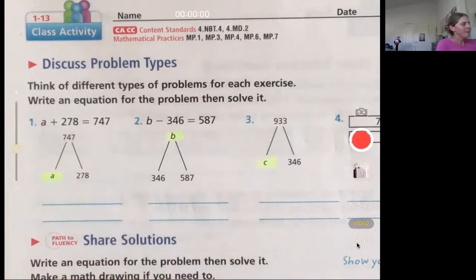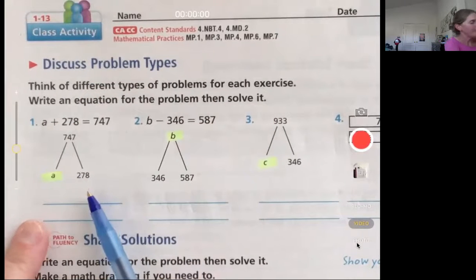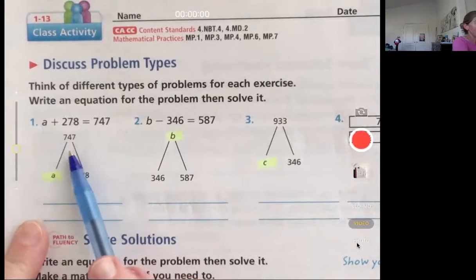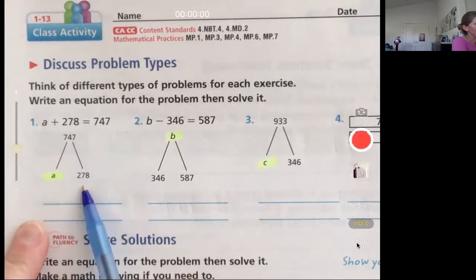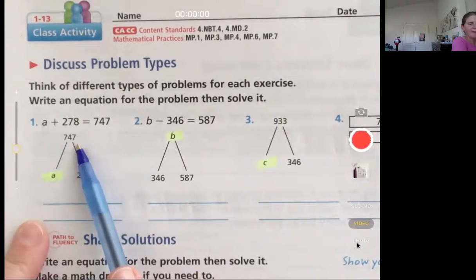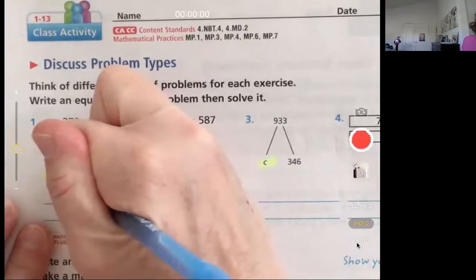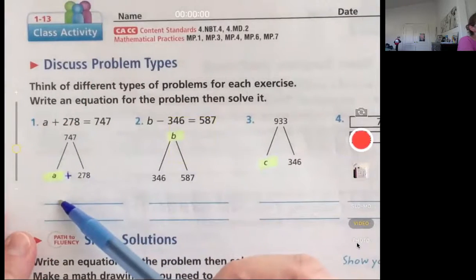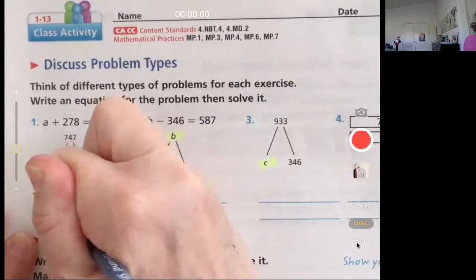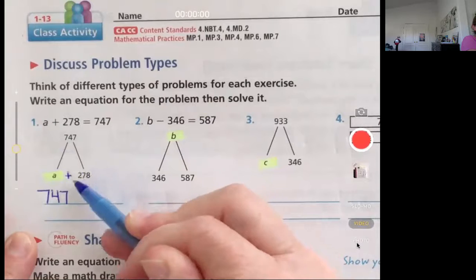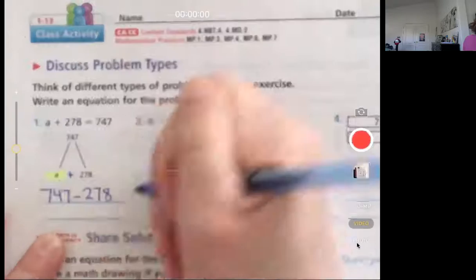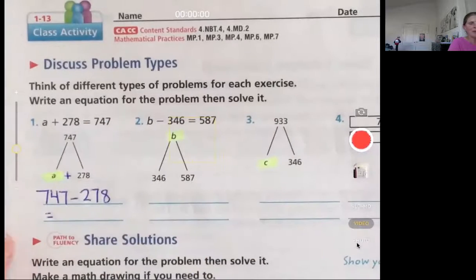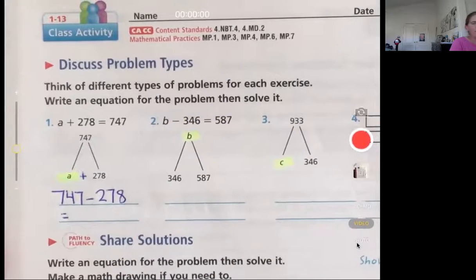So let's go through. I'm going to start with number 1. I'm solving for A. I do have my total. They are saying that I could do A plus 278 is 747. That's true. I could go that way. Well, if I want to solve for A, I'm going to start with my total, 747. I'm going to take away one of my add-ins, minus 278. And I'm going to have to go down. My numbers are very big. So I'm going to do that equation, and I'm going to solve.